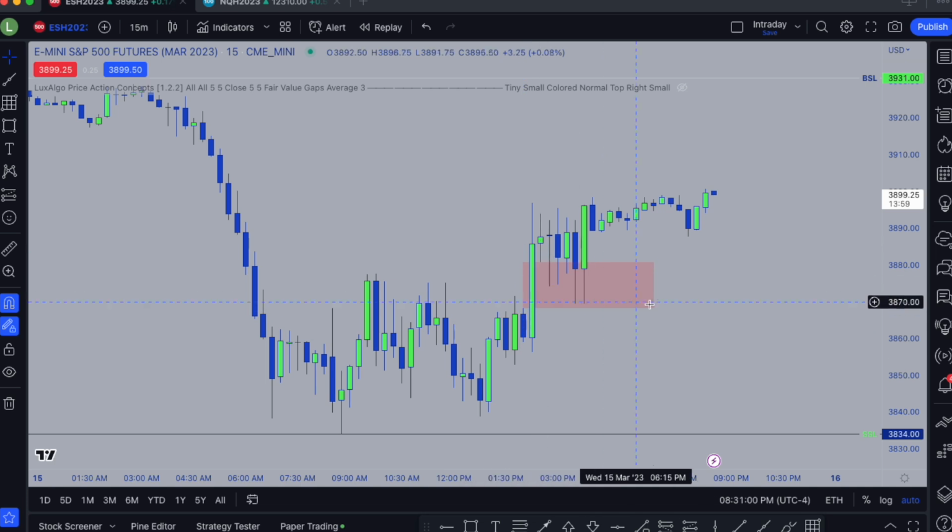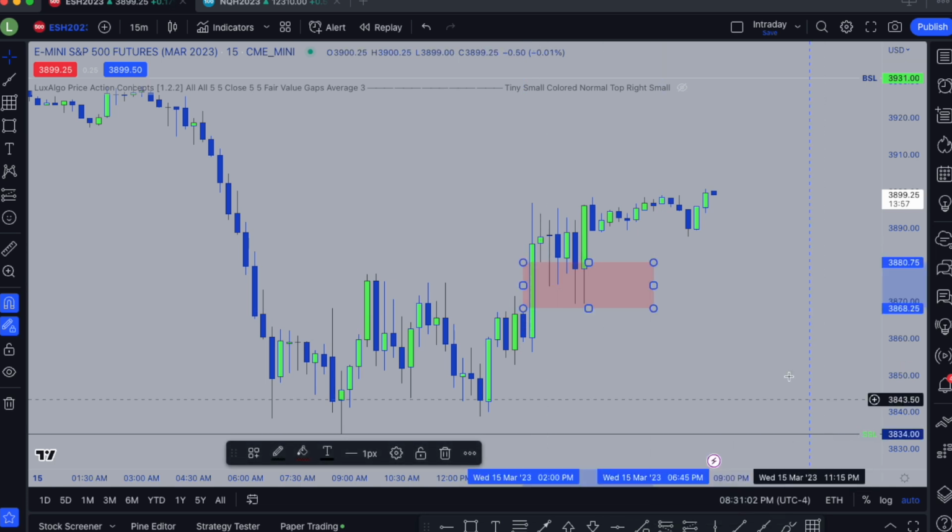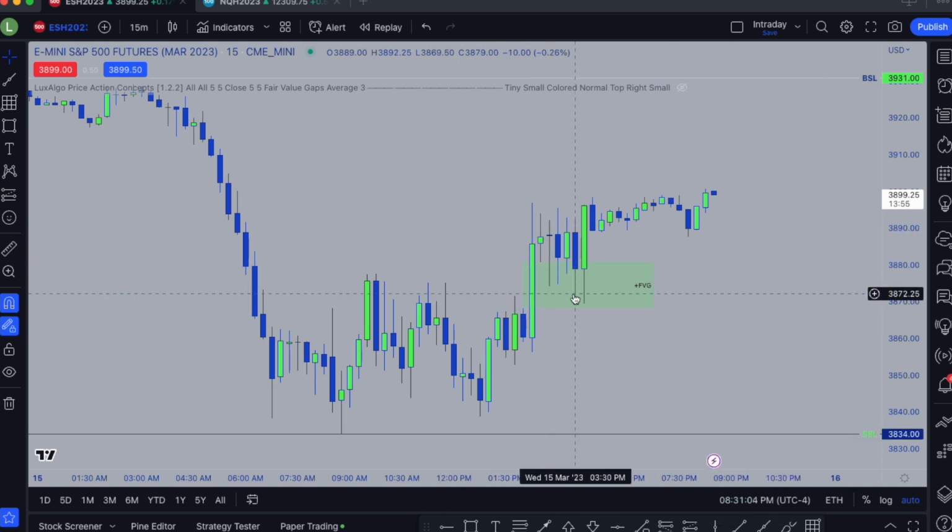And it also sets a 15-minute fair value gap. And then you can see price comes, trades into it, shoots back up. So it traded down here to 38.74 and then shoots back up to 38.94. That's a 20-point range in this gap. So that's a trade that I like to take.